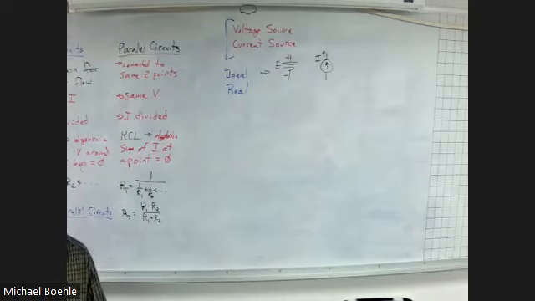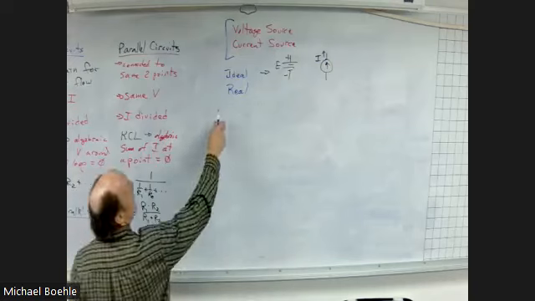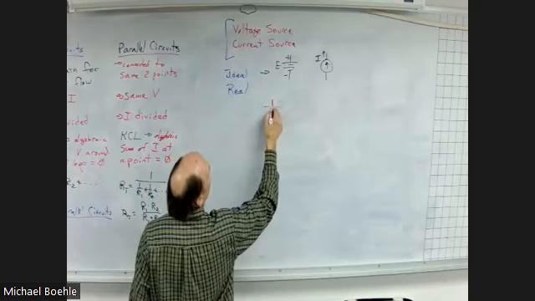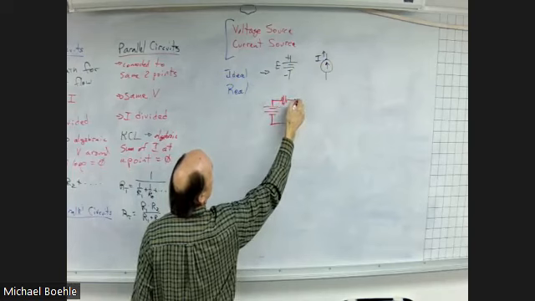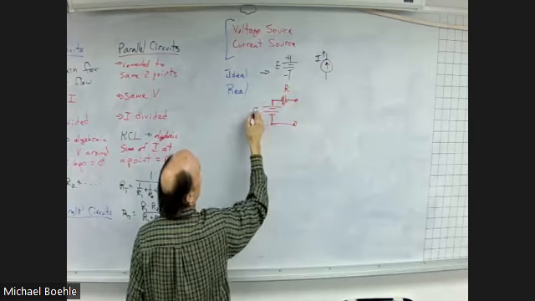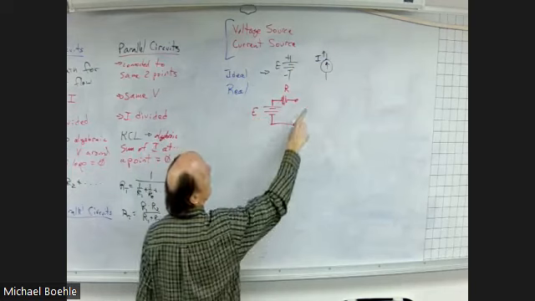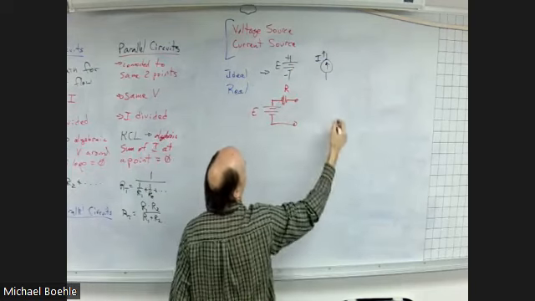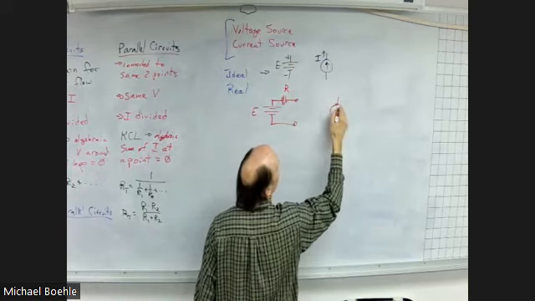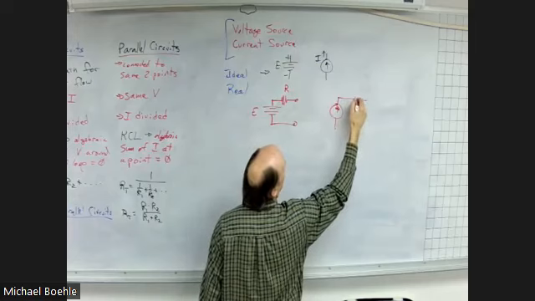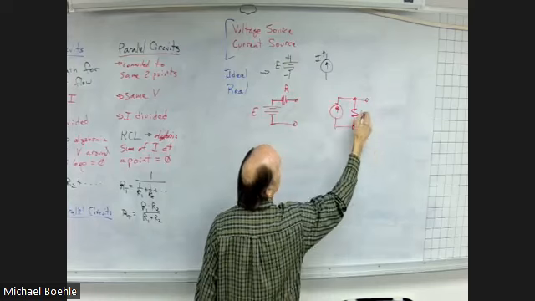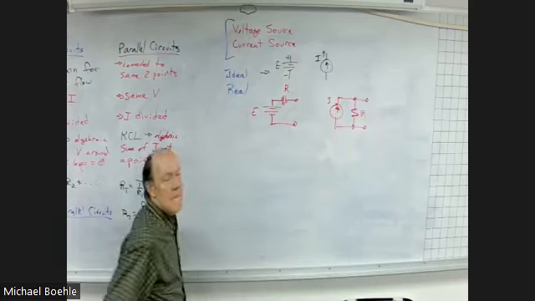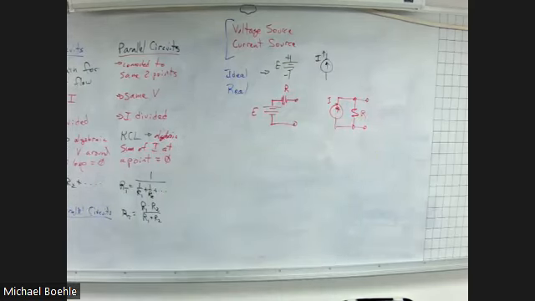I just add a resistor. That's it. For the real voltage source, the resistor ends up in series with the voltage source. And for the real current source, where's the resistor end up? In parallel. Now, why is that significant?